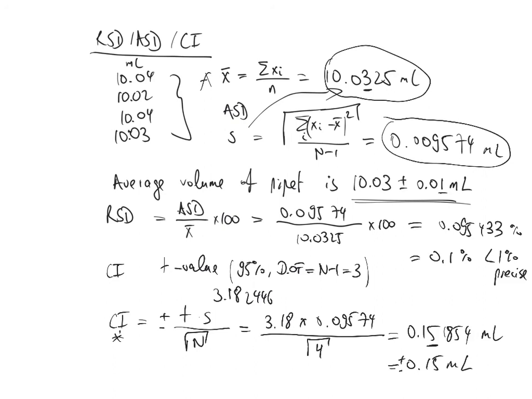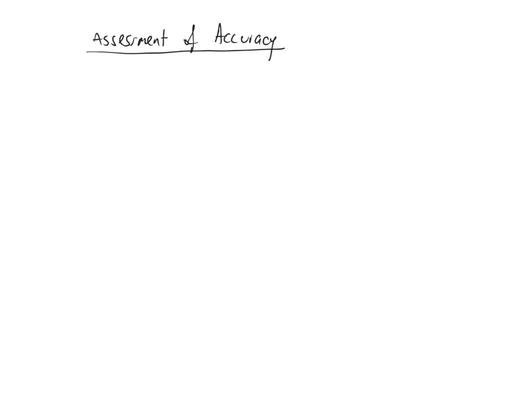Then calculate the confidence interval, which is plus minus t times s divided by square root of n, and t is a value that I need to look up. It depends on my probability, my confidence interval, and my degrees of freedom. The degrees of freedom are n minus 1, n was 4, 4 minus 1 is 3. Given that value, you just plug in all the numbers, or do it with Excel or your graphing calculator, and you get, using the right sig figs, a confidence interval of plus minus 0.15 milliliters. ASD, RSD, and confidence interval are all measures of precision, how precise an experiment is.